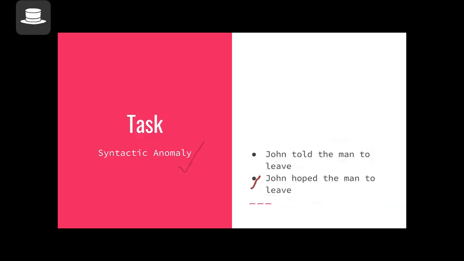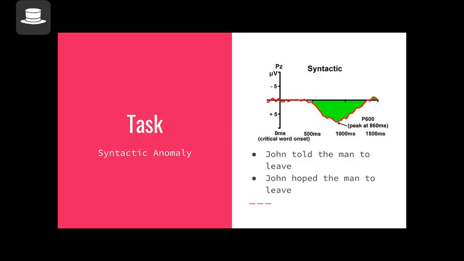So this is a syntactically anomalous sentence, and typically this is associated with a positive 600, the P600 phenomenon, where participants, when compared to syntactically normal sentences, show a P600 in syntactically anomalous sentences. In other words, after 600 milliseconds of reading the sentence, participants would show a positive sudden change in the electrical activity of a specific part of the brain.